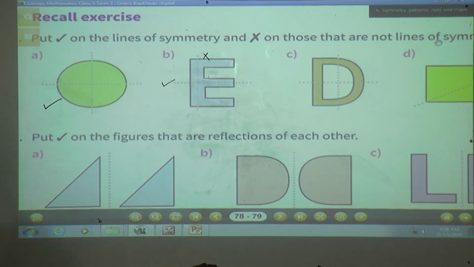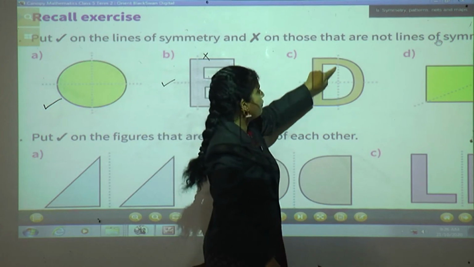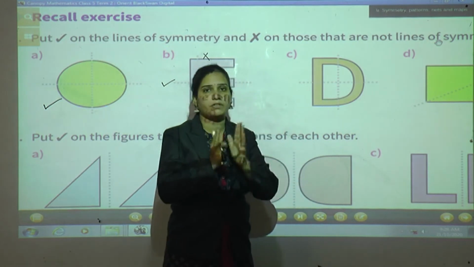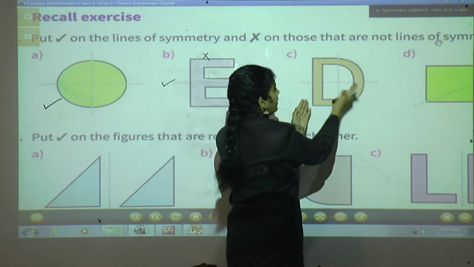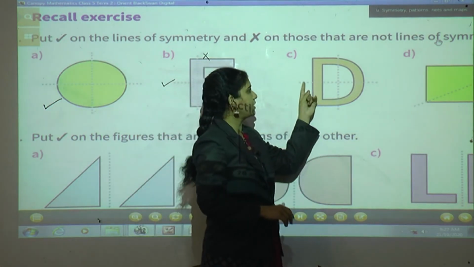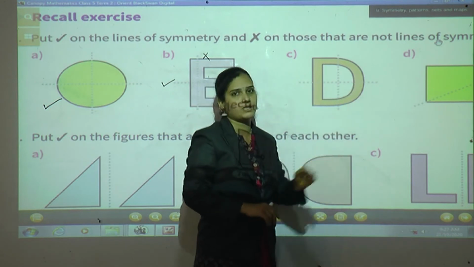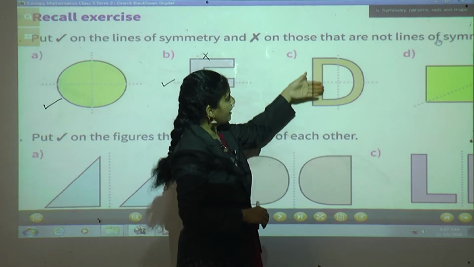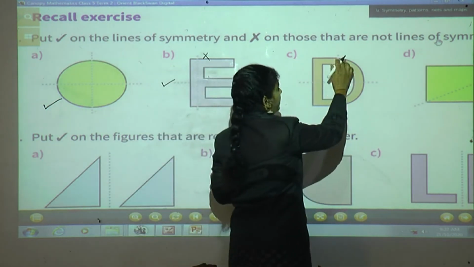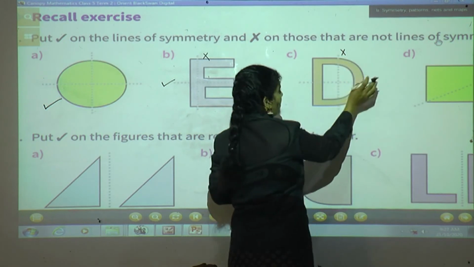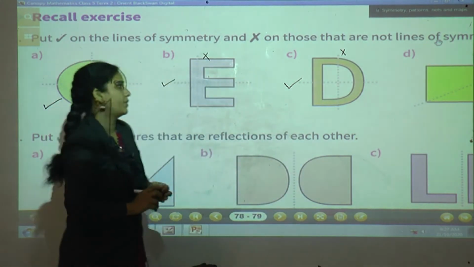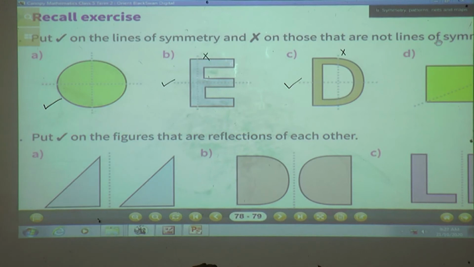Yes students, here see, first of all vertical line. Can this vertical line of symmetry divide D into two equal parts? Think, if we fold this, can we get two equal parts? No. Very good. Now think about this horizontal line of symmetry. Does it divide the D into two equal parts? Yes. So this vertical line is not a line of symmetry, but this horizontal line is a line of symmetry. Okay. Now we'll see B1.